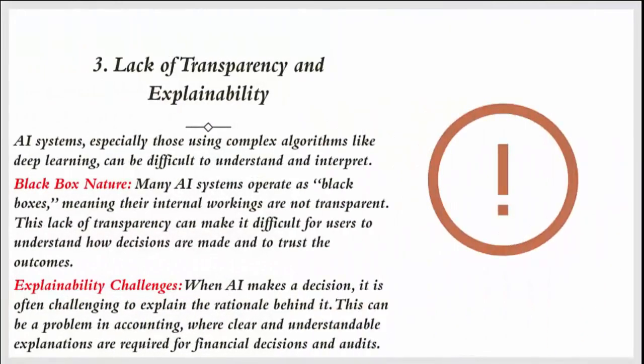3. Lack of transparency and explainability. AI systems, especially those using complex algorithms like deep learning, can be difficult to understand and interpret. Black box nature. Many AI systems operate as black boxes, meaning their internal workings are not transparent. This lack of transparency can make it difficult for users to understand how decisions are made and to trust the outcomes.